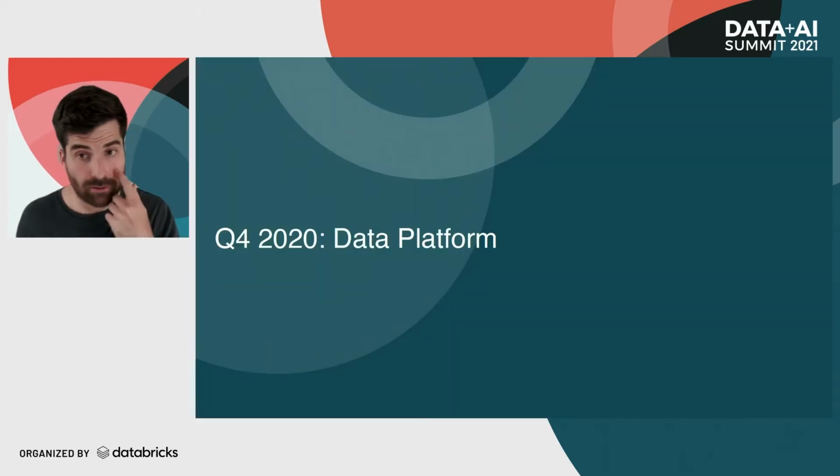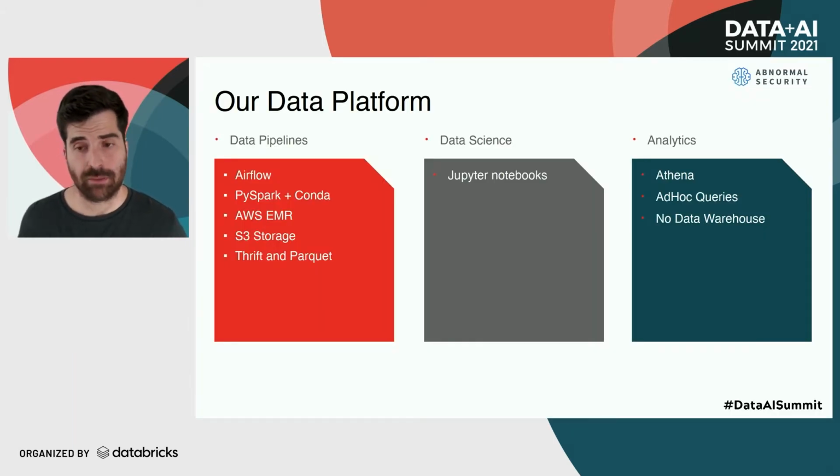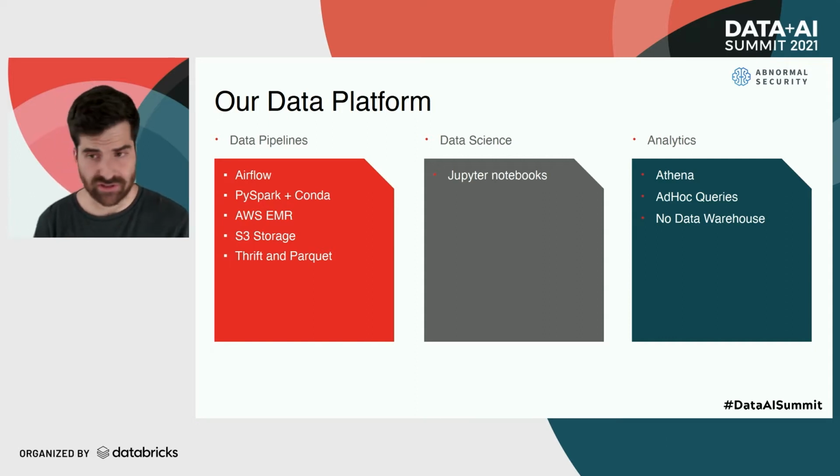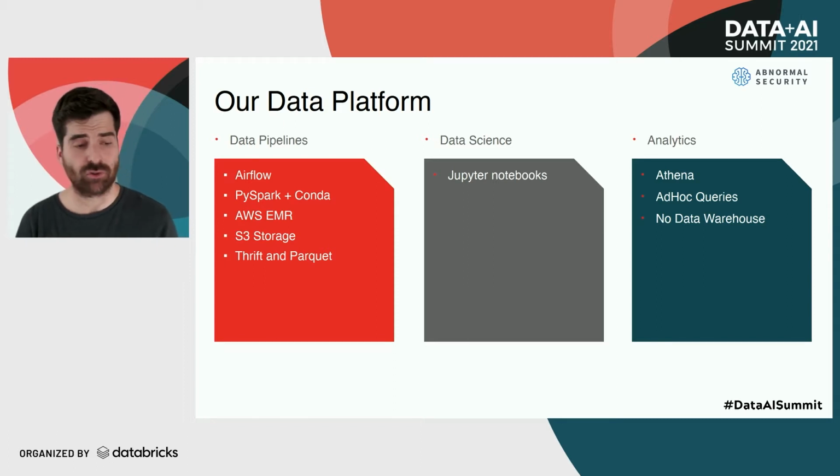So first, I want to talk about where we were in Q4 of 2020 with regards to our data platform. To split up our data platform into three main pillars, for our data pipelines, we were scheduling our production Spark jobs via Airflow. We're a Python shop, so they were all PySpark jobs with dependencies managed via Conda. Our cluster technology was running on AWS and EMR, and as our blob storage, we're using S3, a typical setup, and for our storage formats, we're using Thrift and some Parquet.